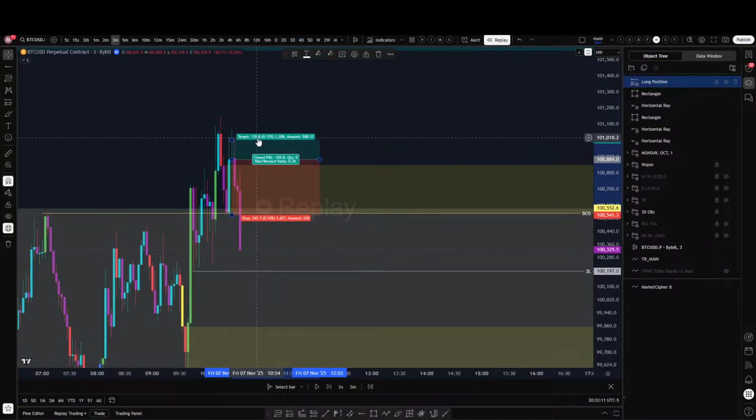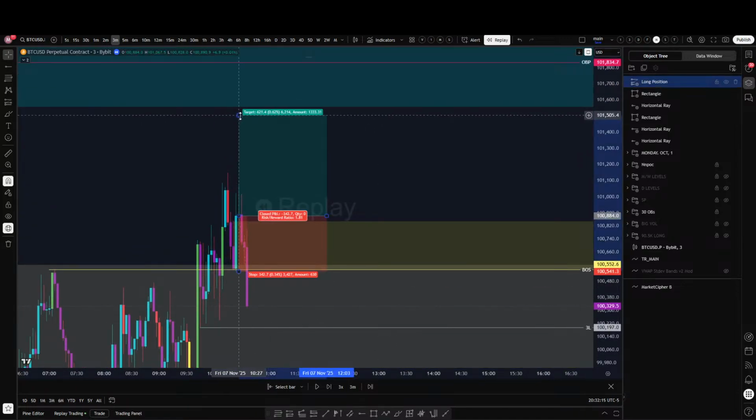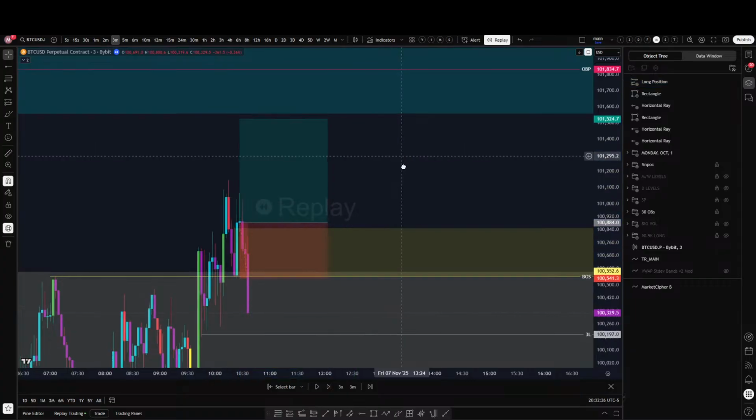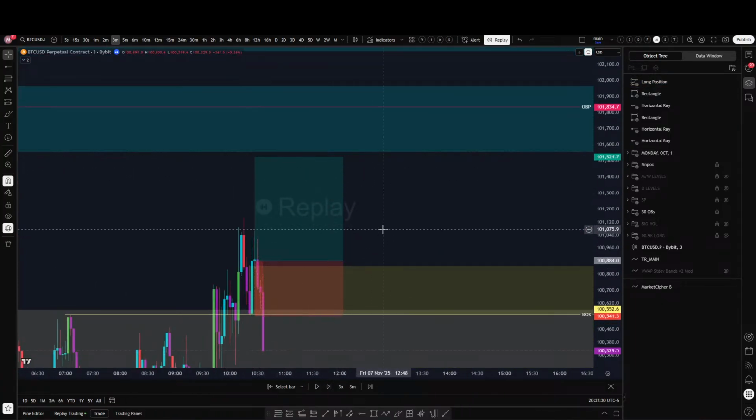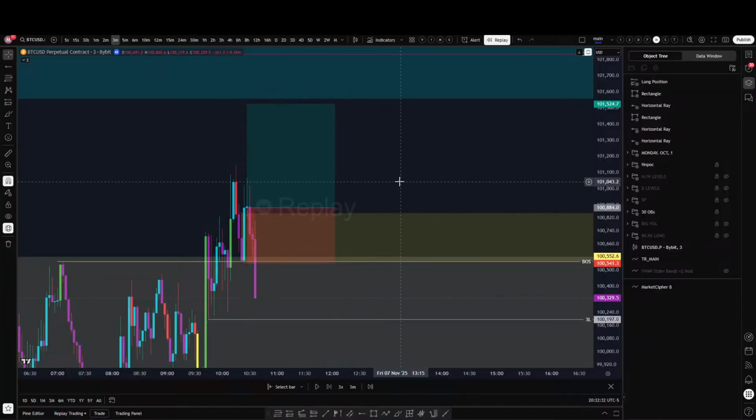Take profit one here, and then go to that 3-minute order block, which is, I think we had a Fibonacci here. I'll make the Fibonacci. Where's the... oh, this is the Fib. Okay, so here, but look what happened.